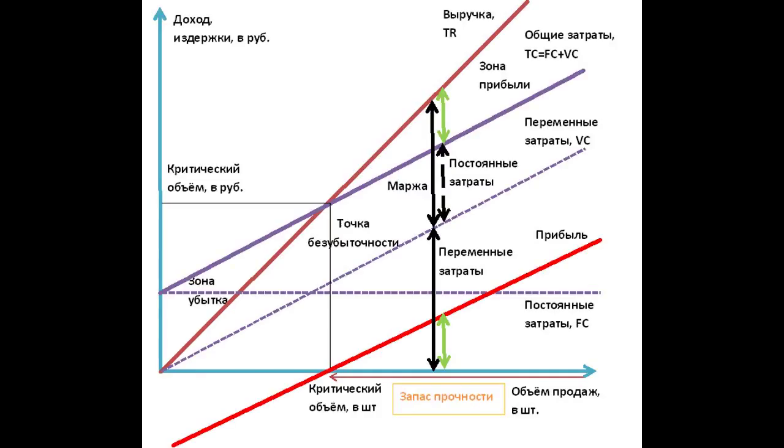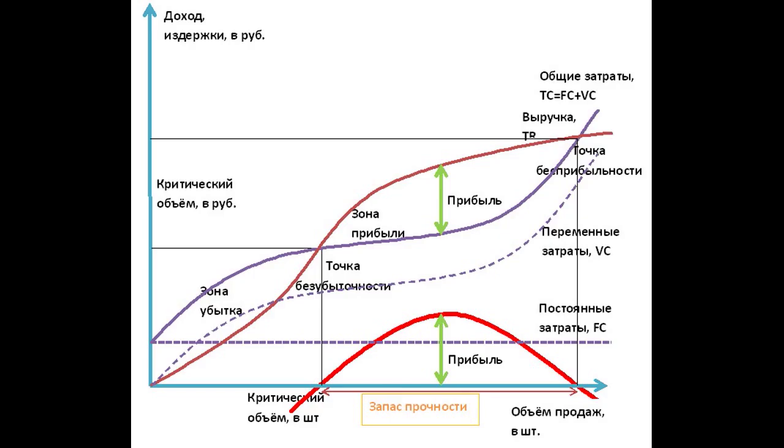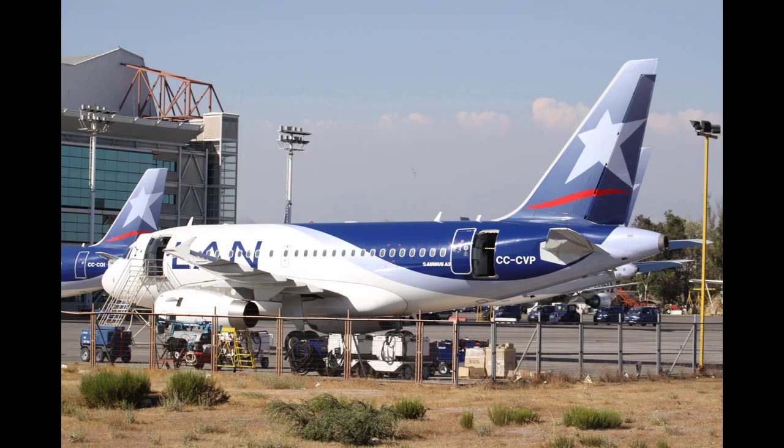You can also use this analysis to determine how changes in your costs or pricing will affect your profit. For example, if you increase your price to $3.5 per cupcake, your contribution margin increases to $1.5 per cupcake, and your break-even point decreases. Another example of cost-volume profit analysis in action is the story of Southwest Airlines.